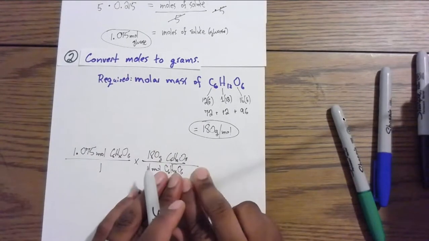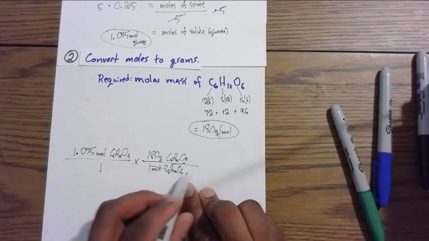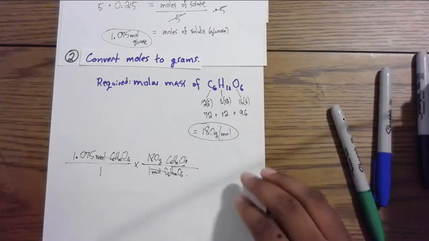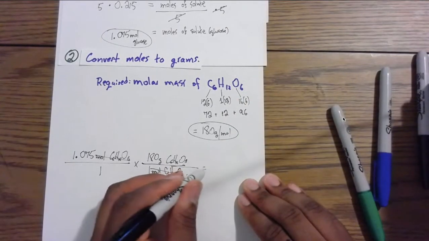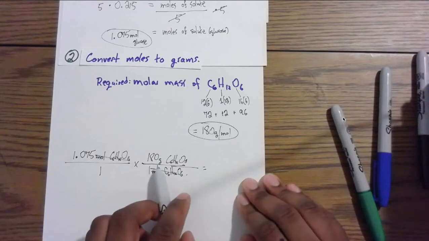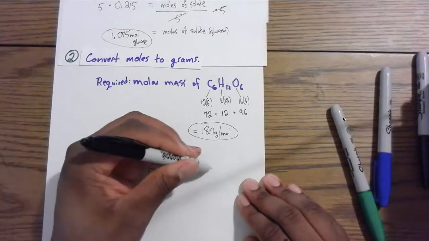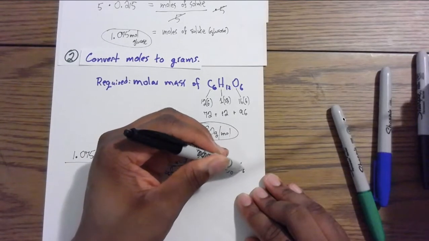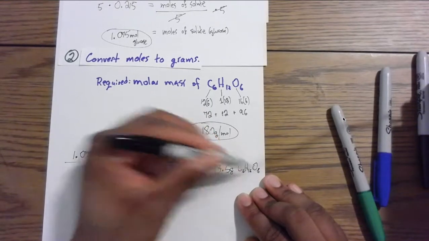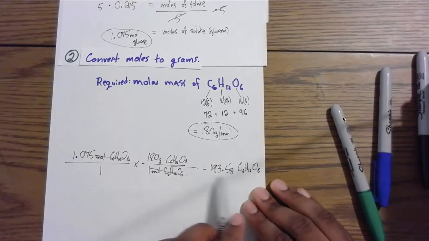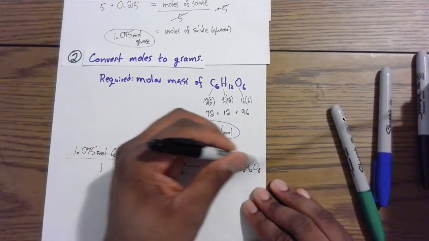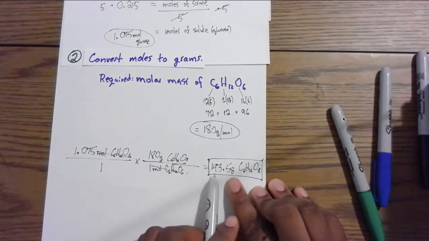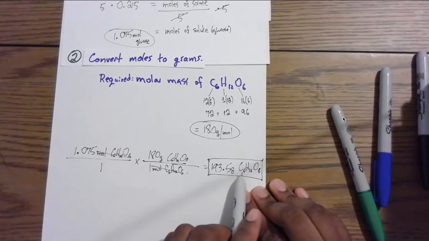When I set it up like this, my moles is on the bottom and on the top, therefore it cancels. Now all I have to do is multiply my fractions together. 1.075 times 180 is equal to 193.5 grams of glucose, and 1 times 1 equals 1, and this divided by 1 equals that. So this will be our final answer. It looks like we found the grams of glucose.